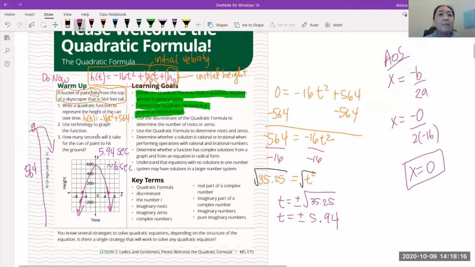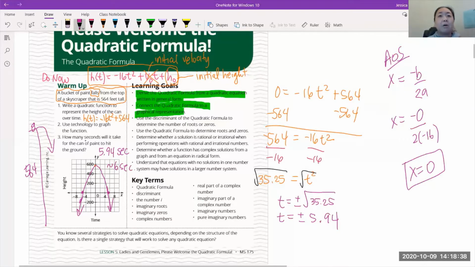So now, how many seconds will it take for the can of paint to hit the ground? We already know that because that's one of the roots, right? Which root is it? It's probably not going to be the one on the negative side, right? Because that's before we started the time. So it's going to be the one after that. So it's going to be about 5.94 seconds, or we would normally just say about 6 seconds, because that little point difference, we can just round that.